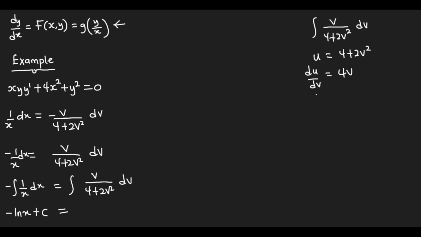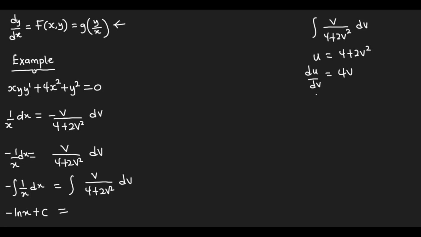So we are going to have minus ln of x plus c equal to 1 over 4 ln of 4 plus 2v squared. This is what you have now. So now I would like to write everything in terms of natural log.